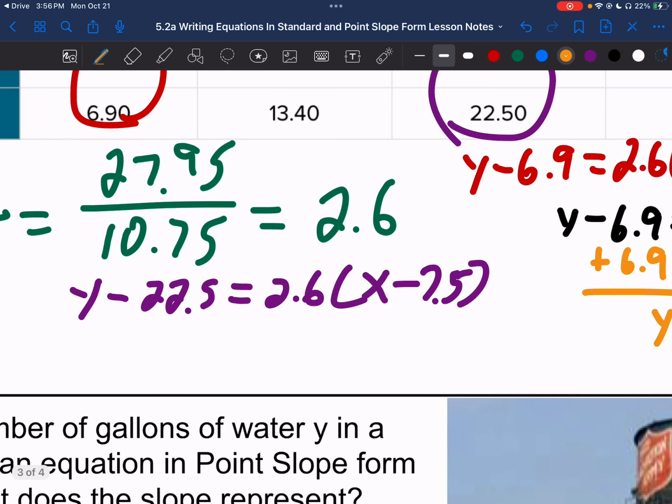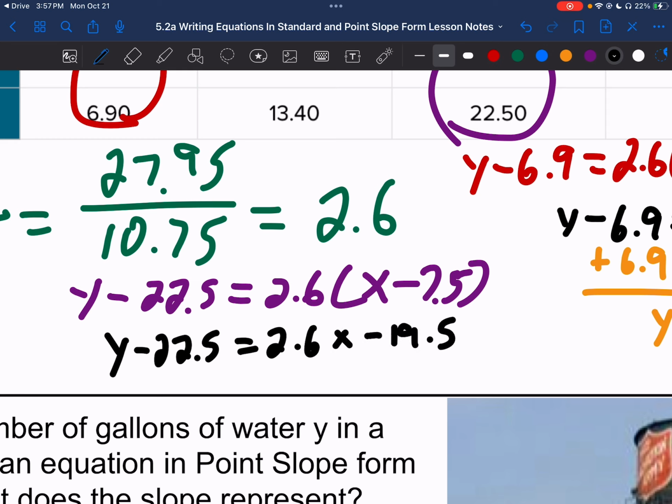Now, if I look at my purple equation, we're going to do the exact same step with it. We're going to distribute. So I'm going to get y minus 22.5 is equal to 2.6x times negative 7.5, and that's going to be minus 19.5. Then again, we're going to add 22.5 to it, and we are going to get, surprisingly, drum roll please, y equals 2.6x plus 3.